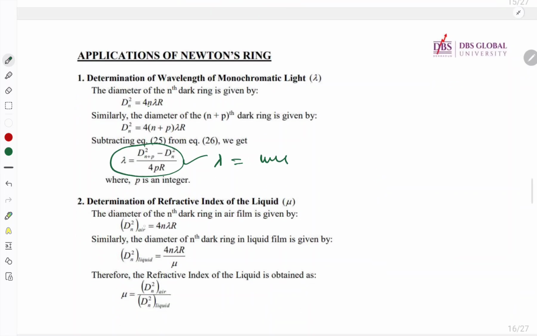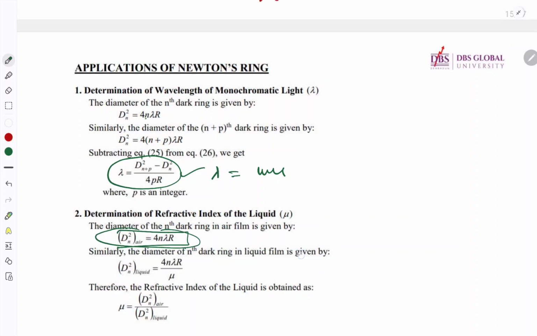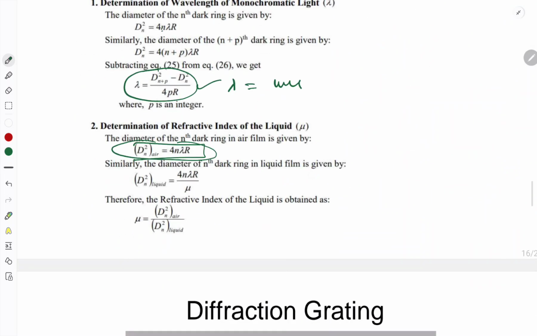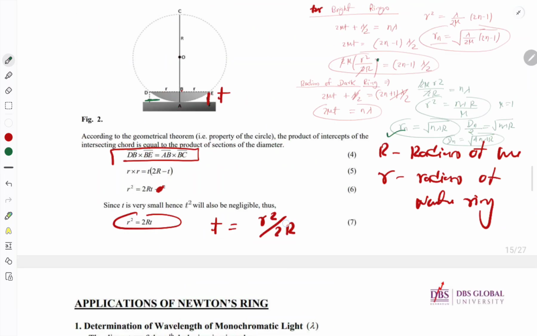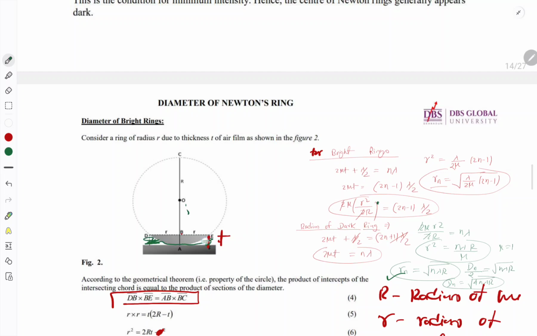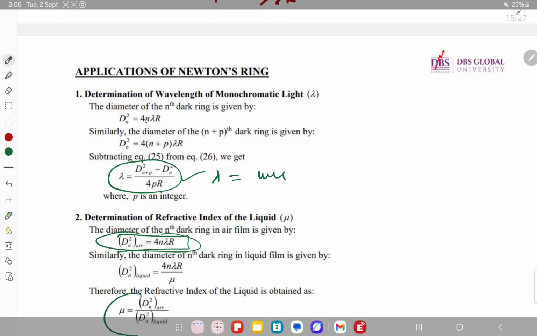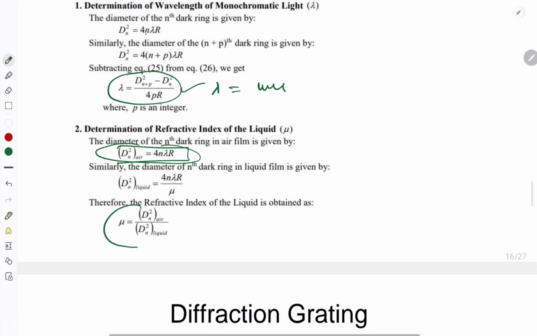Similarly, if you want to find out the refractive index of any liquid: for air, when there is air in between this region, the diameter square of the nth dark ring is 4n lambda into R. But if you fill any liquid out here, then what does the diameter square become? 4n lambda into R upon mu. So once you divide this, you get the value of mu: Dn air square upon Dn liquid square. So this is the basic formula to find out the values of so many things.